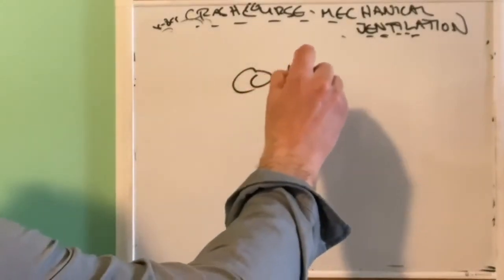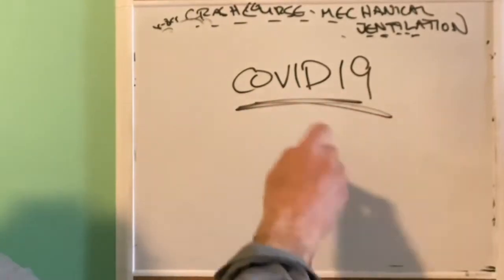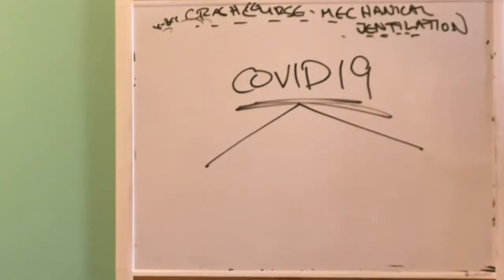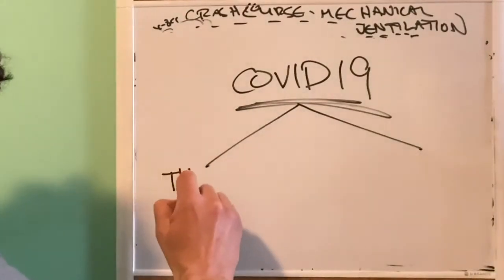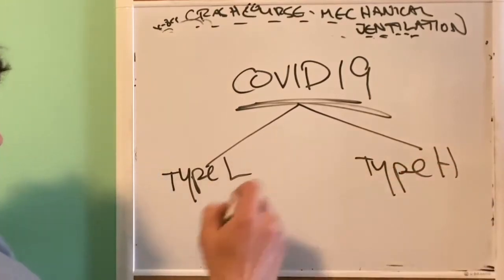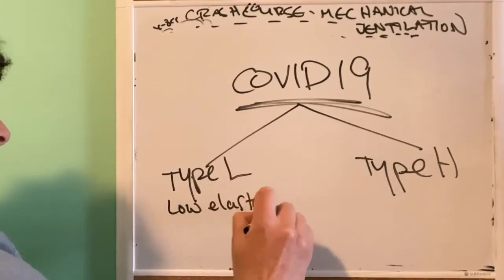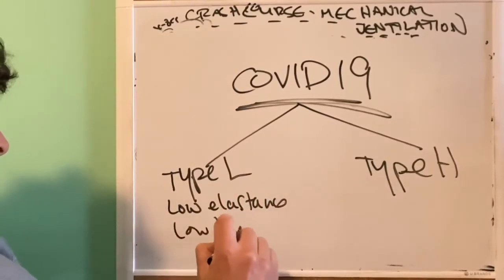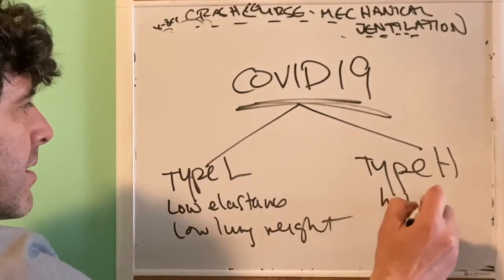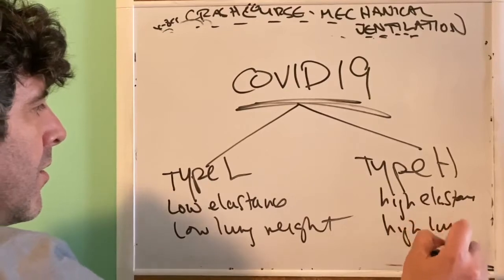And so when we talk about COVID-19, the question is, what are our priorities? And now we're seeing 2 different types of patients, which Gattinoni describes as type L and type H. It's a little confusing, but just remember that he's referring to elastance. So they're low elastance, high compliance, low lung weight, that's how he describes it, and high elastance, high lung weight.